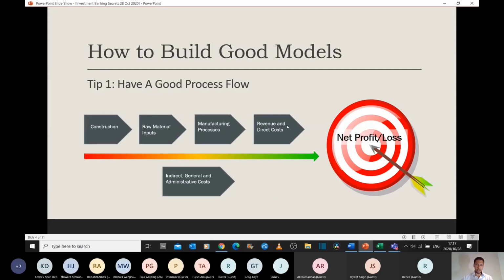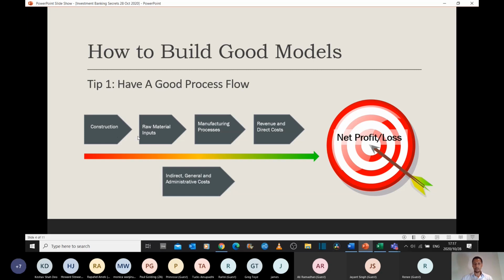Okay. How to build a good model, first of all. You need to have good process flow. As I mentioned before, my background is in the mining industry, but this schematic will apply regardless of what industry you're in. If you are constructing a business from scratch, in other words, it's a project, you'd need to model in your construction costs.